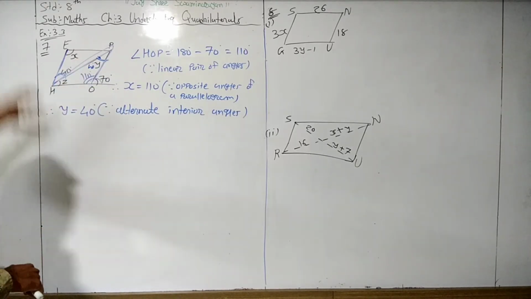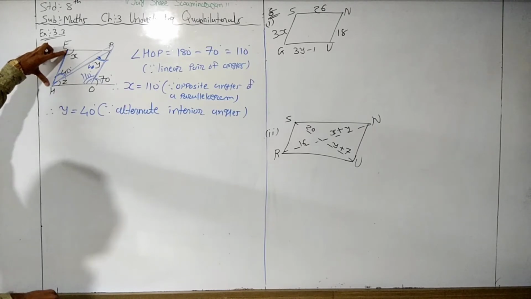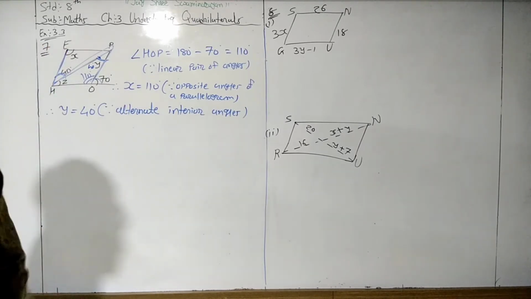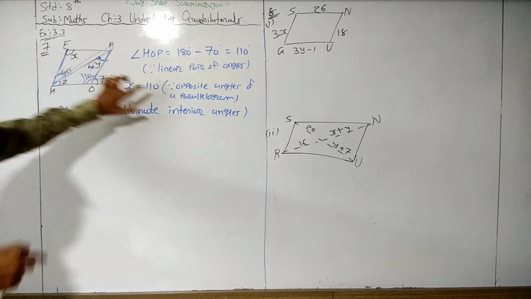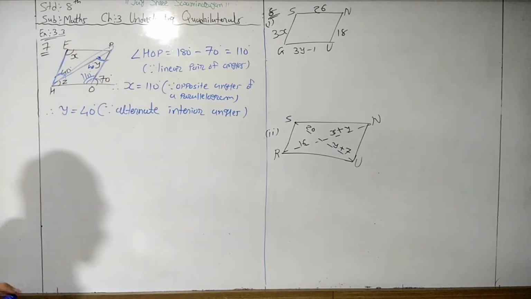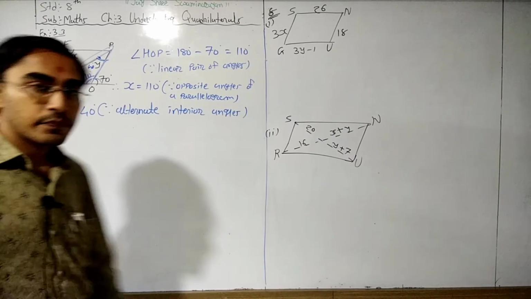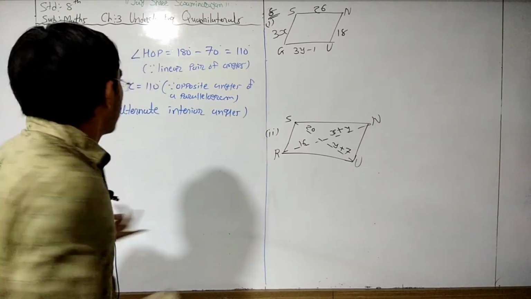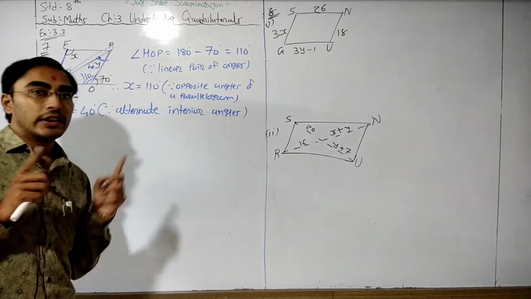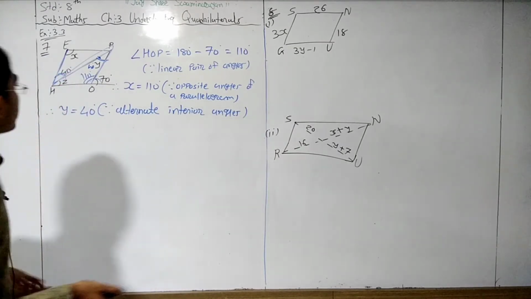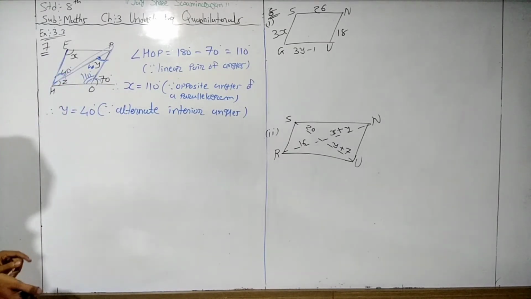Otherwise, the sum of two adjacent angles of a parallelogram is equal to 180 degrees. Already we know that x is equal to 110. So from here we can use the property which is the sum of two adjacent angles of a parallelogram is 180. One more property we can use here.